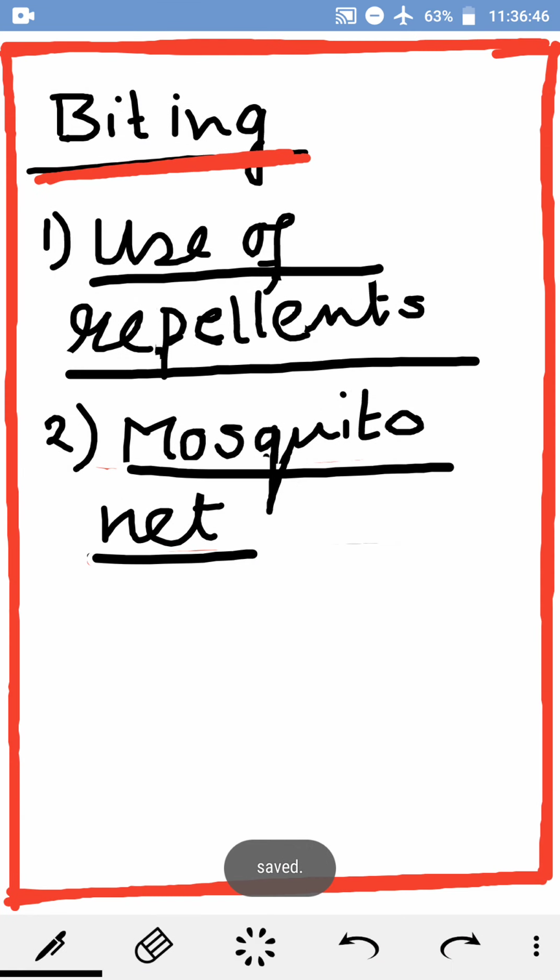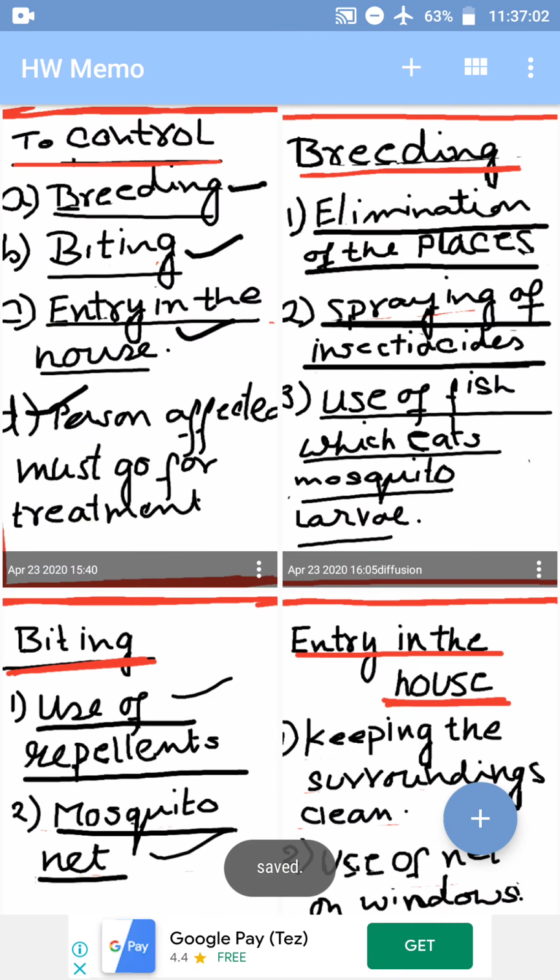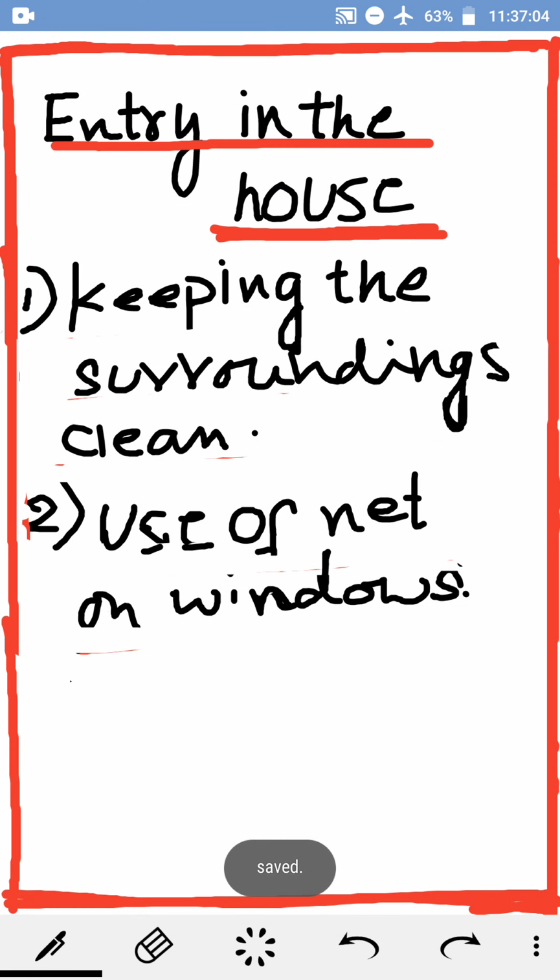So, next is how to stop biting. We can use mosquito repellents in the daytime and in the evening, and at night we must use mosquito nets. Next, entry in the house. Keeping the surroundings clean and use of nets on windows or use of mosquito repellents prevents the entry of mosquitoes in the house.